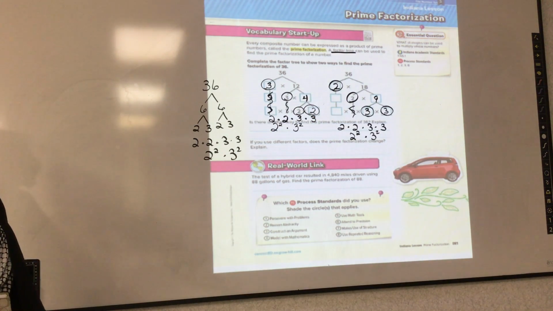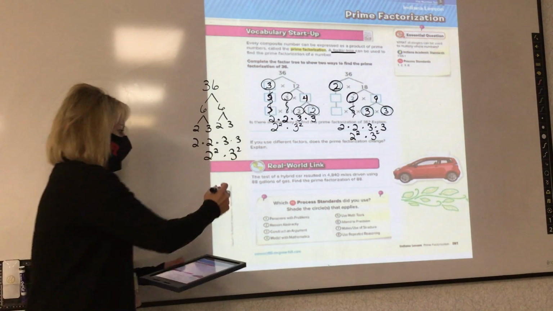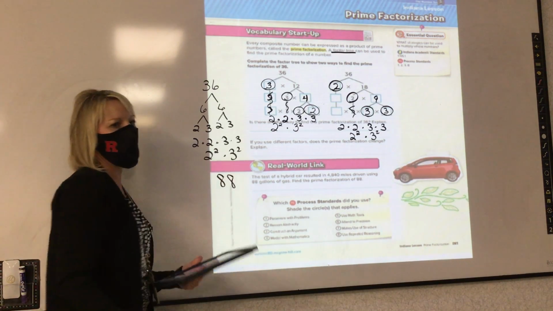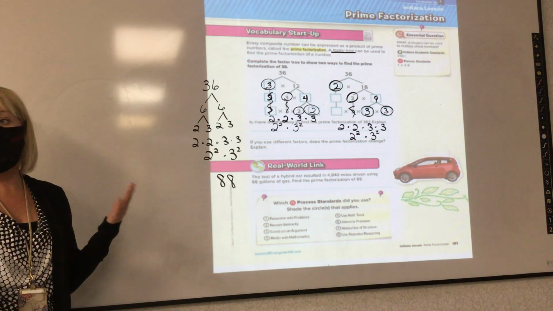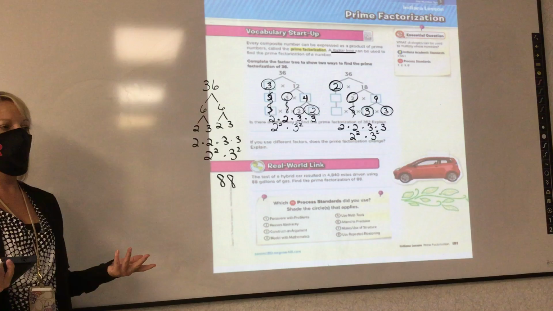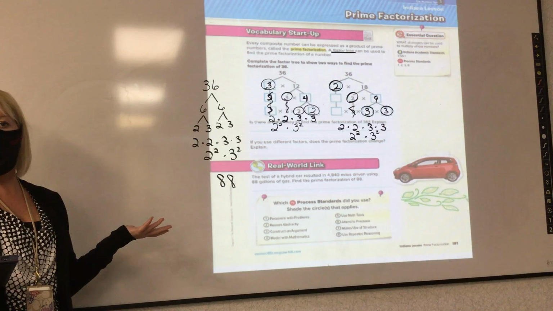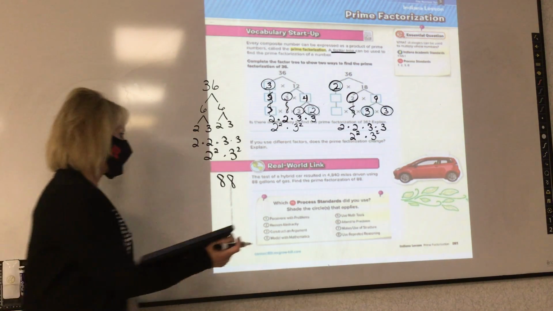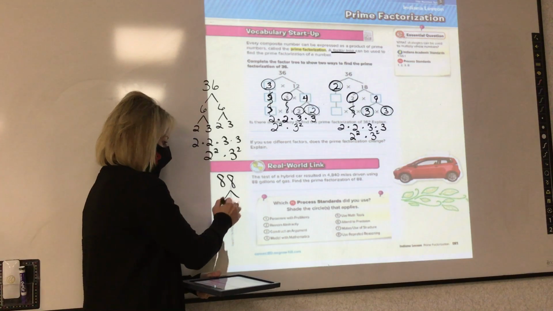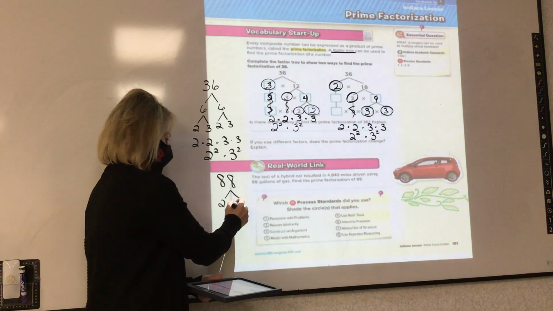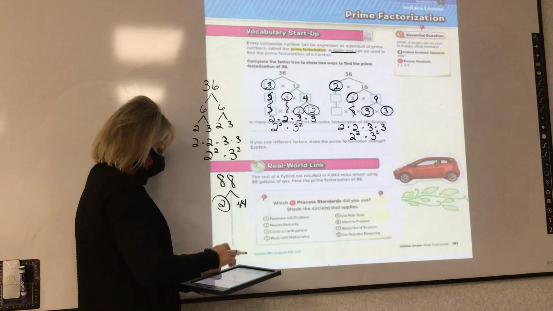The test of the hybrid car resulted in 4,840 miles driving using 88 gallons of gas. Find the prime factorization of 88. So let's say I'm going to start with 88 and I don't know where to begin. So I just start thinking, what kind of number is it? Even or odd? Even. If it's even, I can divide it by 2. So it would be 2 times what? 44. 2 is prime, so I'm going to stop there.